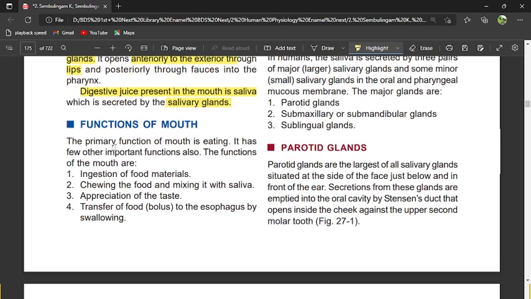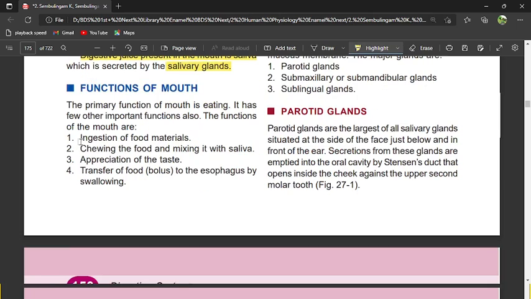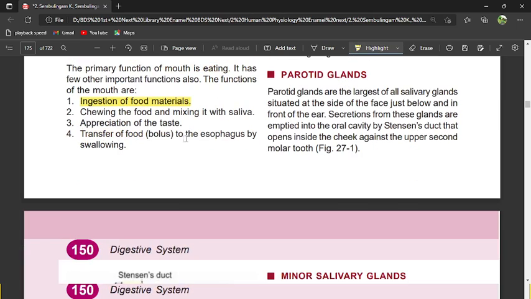So functions of mouth. What is the primary function of a mouth? It has a few important functions also. What is that? First is the ingestion of food materials. Second, chewing the food material and mixing it with saliva. Then appreciate the taste.